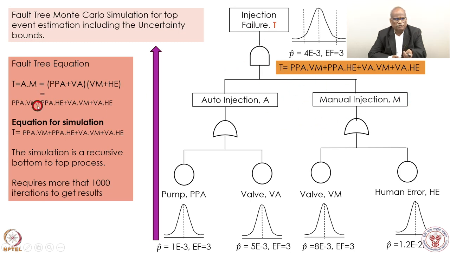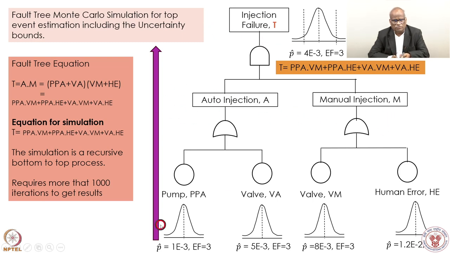For auto injection, we have pump failure or valve failure. The valve failed to open or the pump did not start. So this will lead to auto injection failure based on the control logic. For manual injection, we have valve failure, some hardware failure or human error failure. The human could not open the valve the way it should have been opened. So manual injection did not take place. If these two happen, then injection failure occurs.